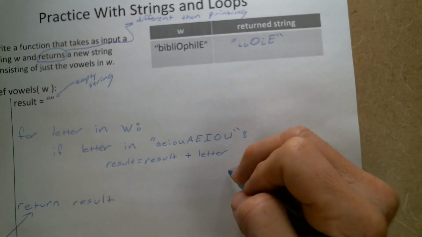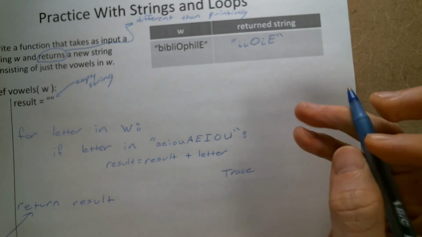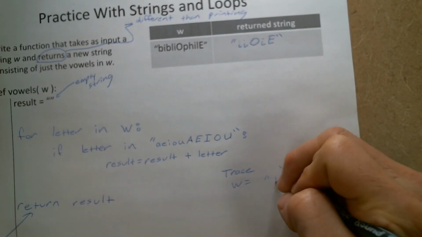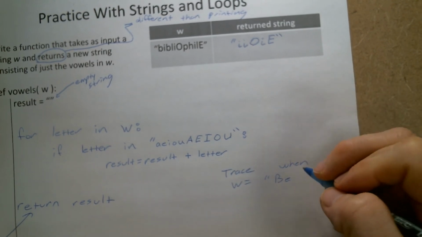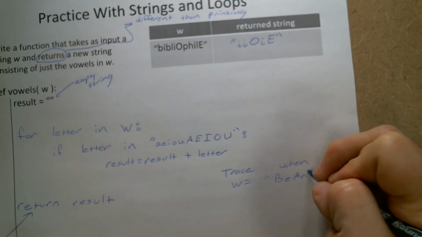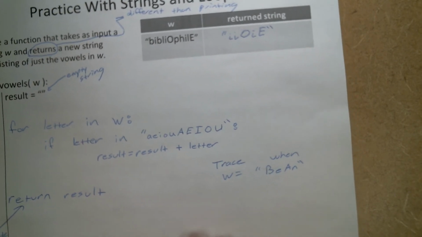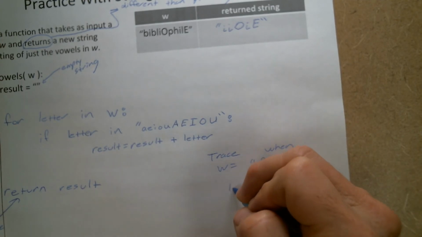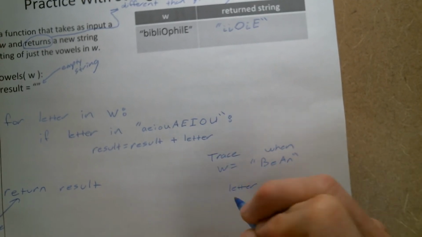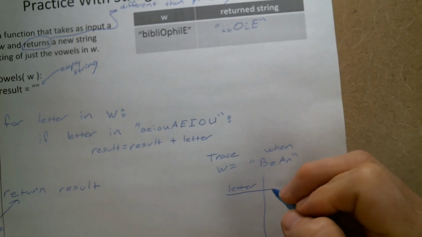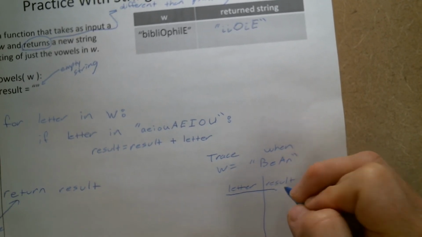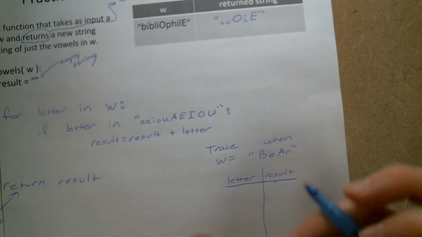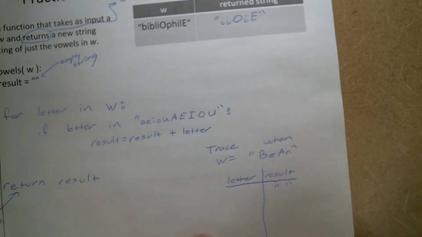So we're going to trace this function, which means walk through it, when W equals, and we're just going to use a shorter one. I'm going to make it bean like this. So we've pretty much got two variables going on here. We've got the variable letter, and we've got the variable result. Now, at the very beginning of our program, result is empty.